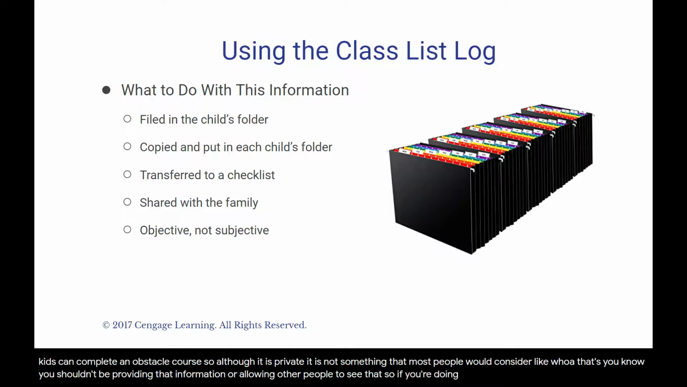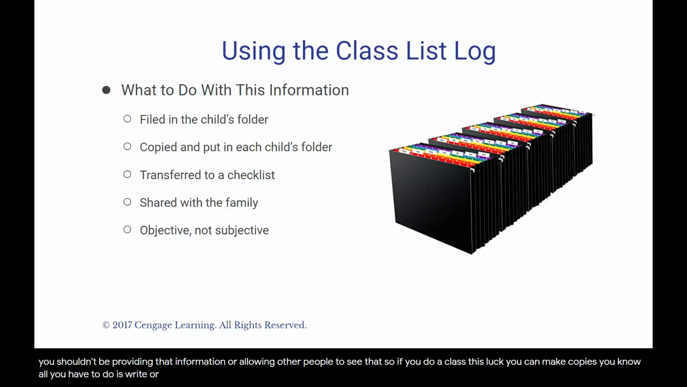So if you do a class list log, you can make copies. All you have to do is write on one page and then make copies and include it in the folders of all of the children that were part of that observation. You can also use the information to transfer onto a checklist.